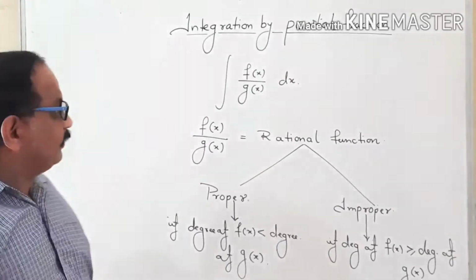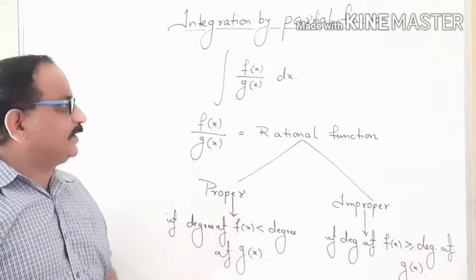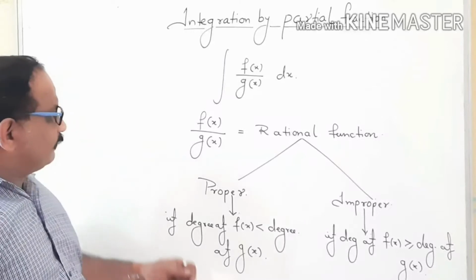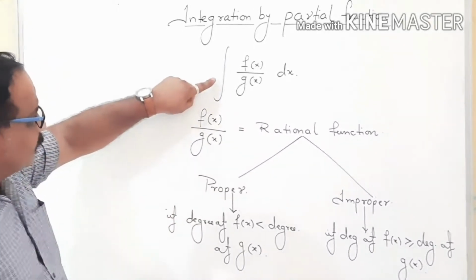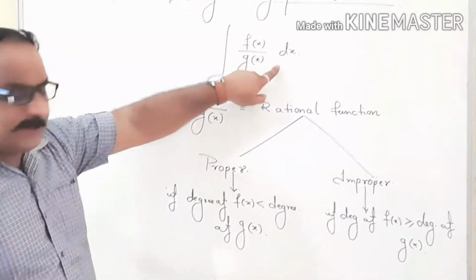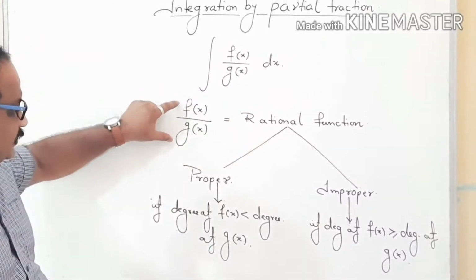Everyone, today we have to learn integration by partial fractions. That is, we have to integrate a function of the type f(x) upon g(x) dx, where f(x) upon g(x) is what?